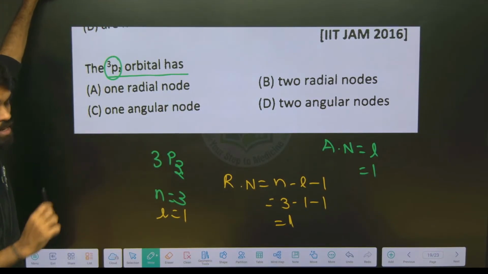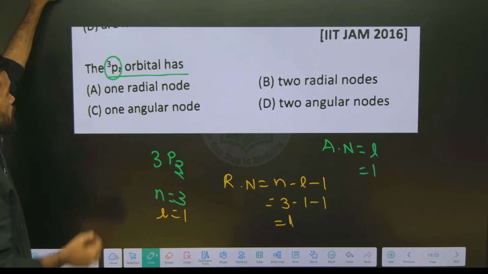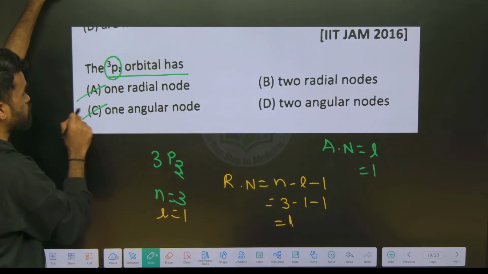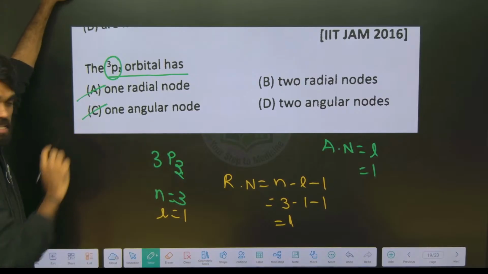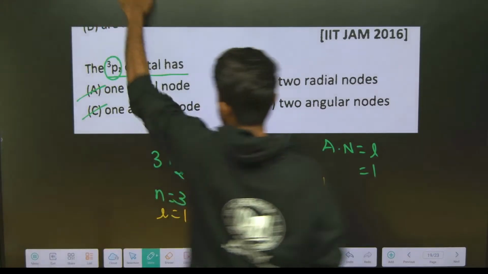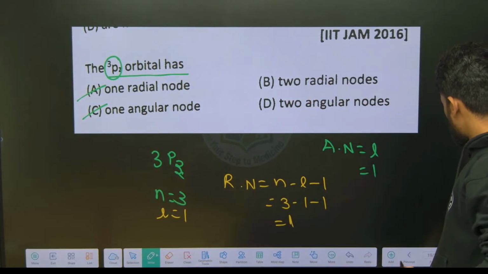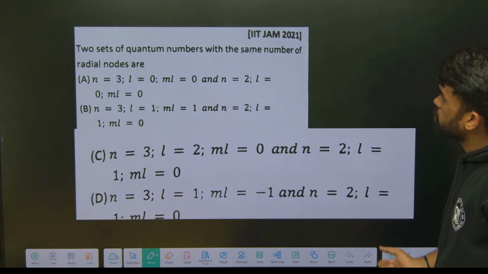So what is the suitable answer? 1 radial node and 1 angular node. This is a multi-select MSQ type question, so A and C are the answers. Yes, try to identify these.